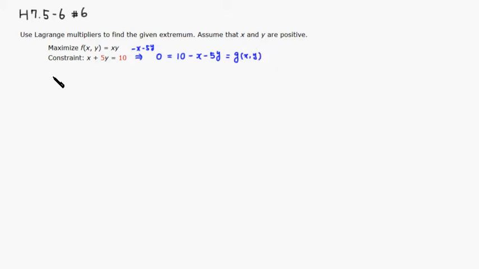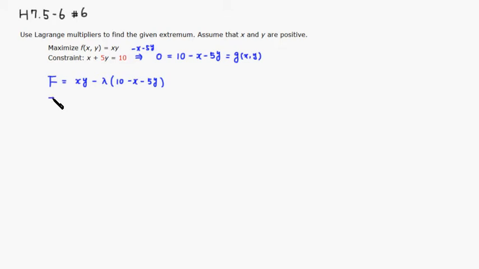So let's find f. So capital F is going to be, right, original one is x times y, right, minus lambda times quantity 10 minus x minus 5y, right? Then we can just take three partials.